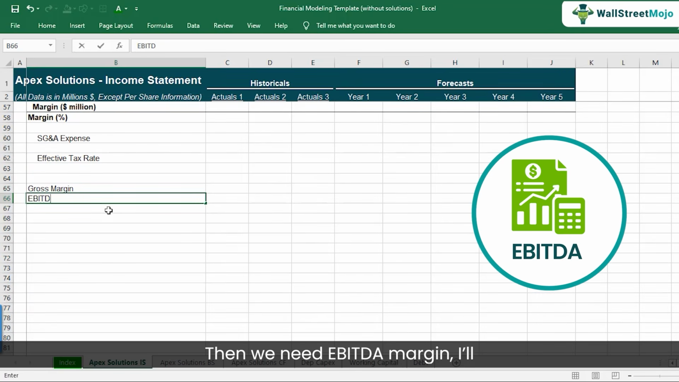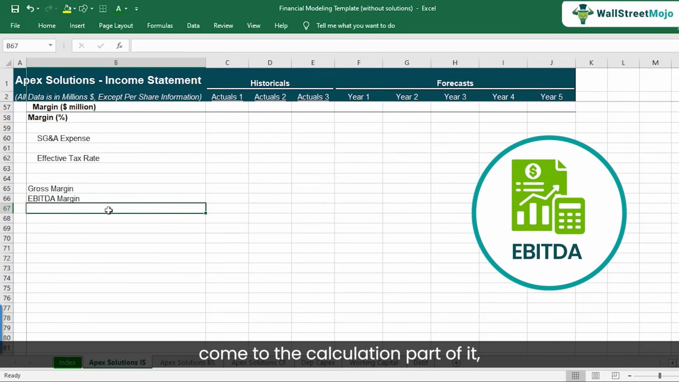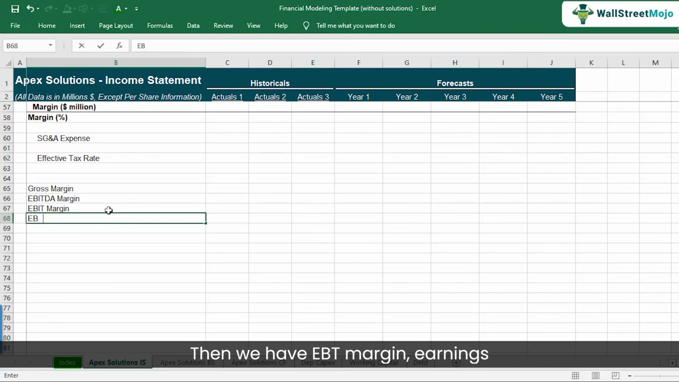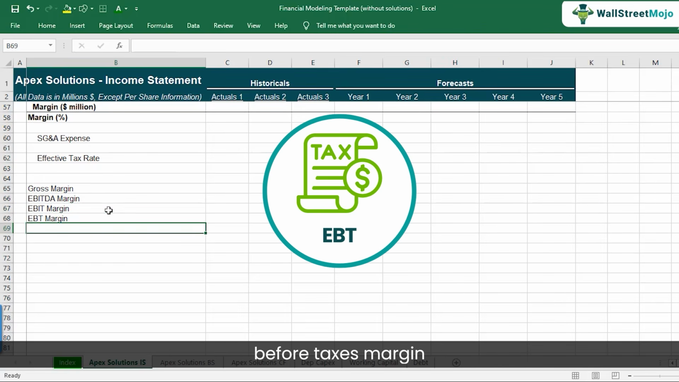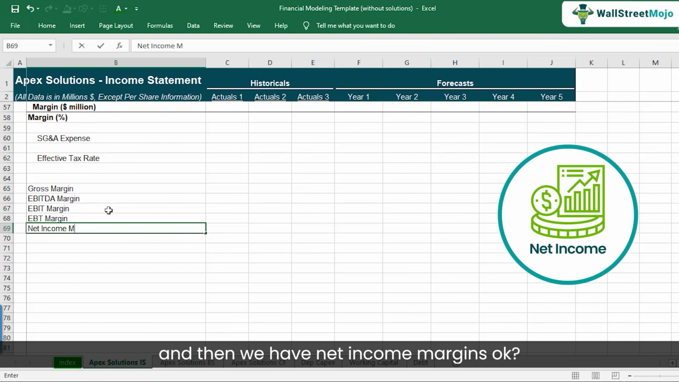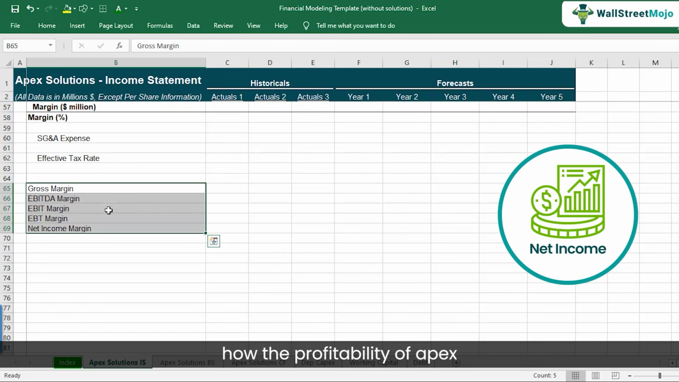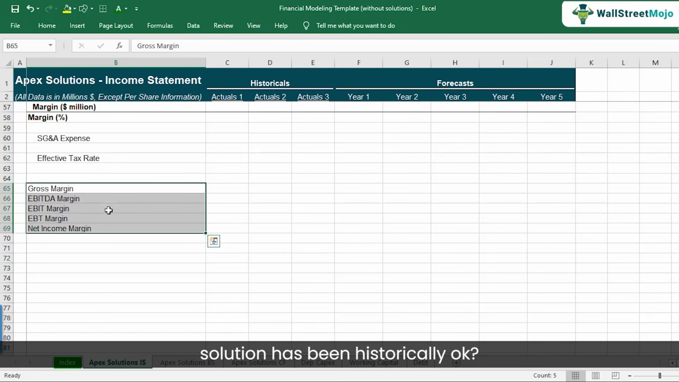Then we need EBITDA margin. I'll come to the calculation part of it, but let me just write it down. EBIT margin, then we have EBT margin, earnings before taxes margin, and then we have net income margins. These margins will help us understand how the profitability of Apex Solution has been historically.